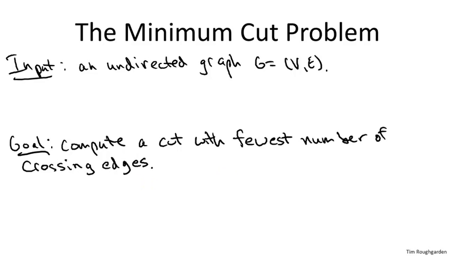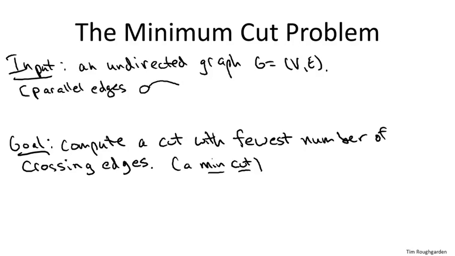Secondly, to clarify, I am going to allow in the input what are called parallel edges. There'll be lots of applications where parallel edges are sort of pointless, but for minimum cut, it's actually natural to allow parallel edges. And that means you have 2 edges that correspond to exactly the same pair of vertices.